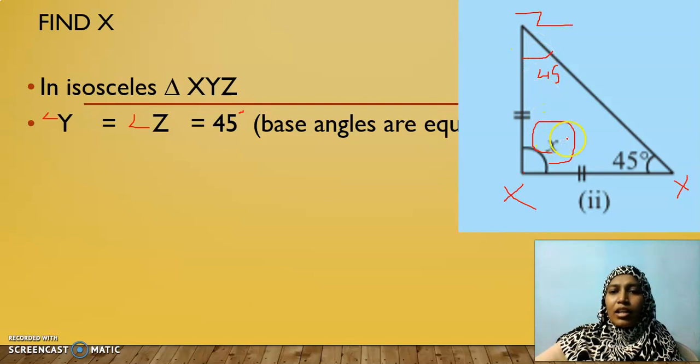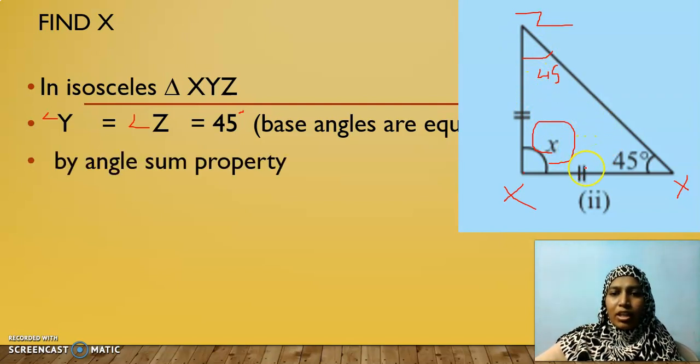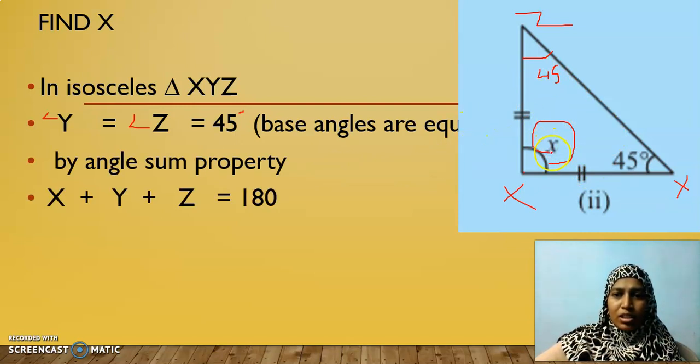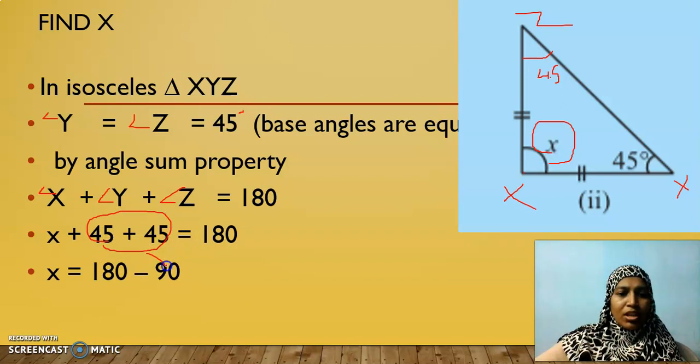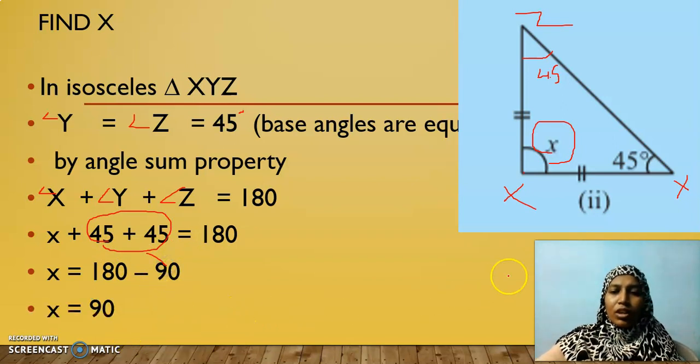Then in angle sum property, all the angles added up will give 180 degree. This is x plus 45 plus 45. I have written as it is, x plus y plus z. You can write like this: angle x, angle y, angle z. So the values are x plus 45 plus 45 is equal to 180 degree. So x plus 90 degree is equal to 180. This 90 is transposed to the right hand side as minus 90 degree. So x is equal to 90 degree.